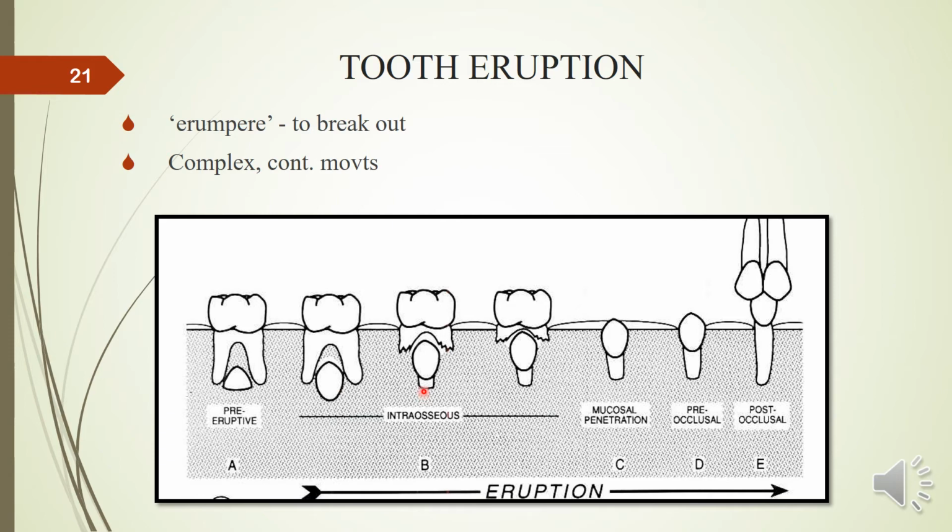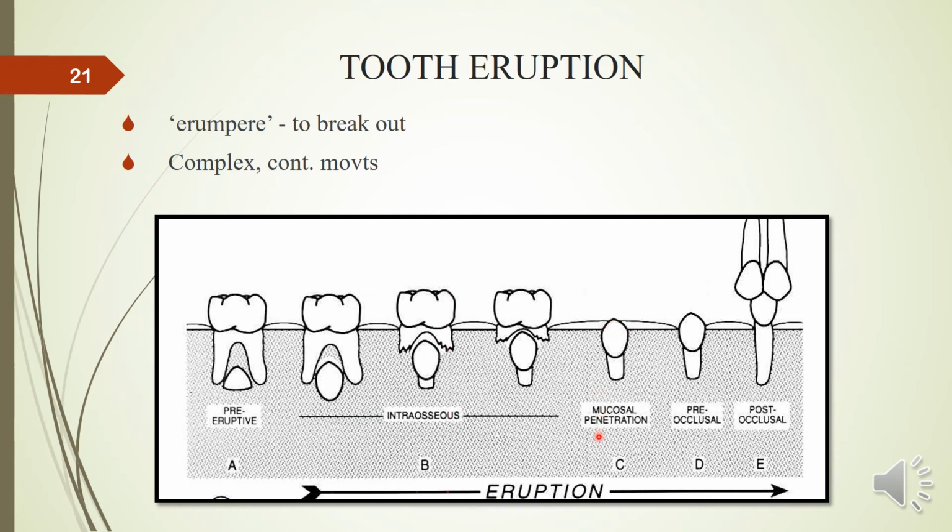You see, as the crown is developed and the root starts to develop, there is a resorption of the root of the primary molars, and as the root of the permanent molar further develops, there is more resorption of the primary molar, till the time that the primary molar gets exfoliated. And when the permanent tooth shows a mucosal penetration, that is when it is clinically visible.